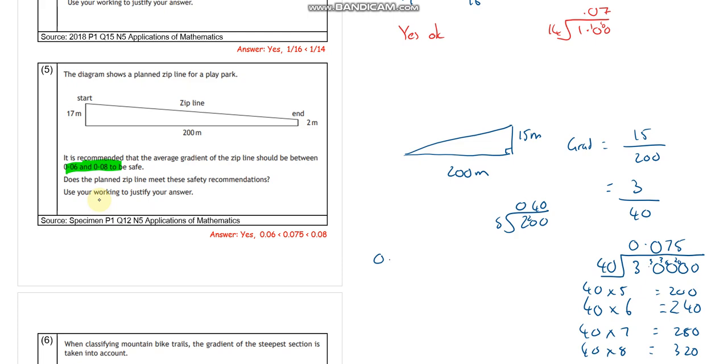I'd say that 0.075 is between 0.06 and 0.08. That's a mathematical way of saying that that number is between these two numbers. So therefore, you just say, yes, it's safe. So I hope that was helpful. I will do more videos on this one unless you want.